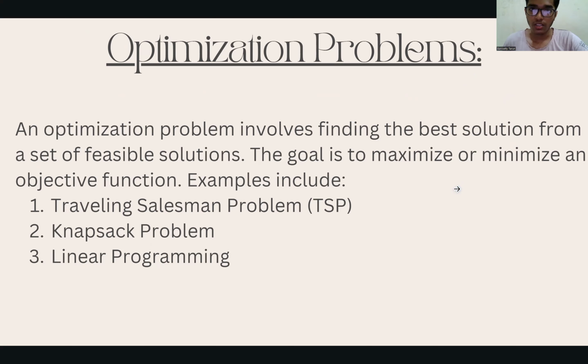The main goal in optimization problems is to maximize or minimize an objective function. There can be many examples of these optimization problems. Three of them are the traveling salesperson problem, which is a very popular one, the knapsack problem, and linear programming. So these are the three examples of optimization problems.